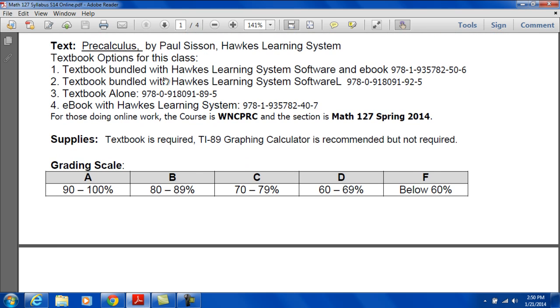Our textbook is Pre-Calculus by Paul Sison of the Hawkes Learning System. You have 3 choices for the book. You can do the book bundle with Hawkes Learning System software and the ebook. You can do the book bundle with the Hawkes Learning System software, or you could do the textbook alone. Or I guess 4 options. Ebook with Hawkes Learning System. And for those doing the work online, the course is WNC PRC, and the section is Math 127, Spring 2014.